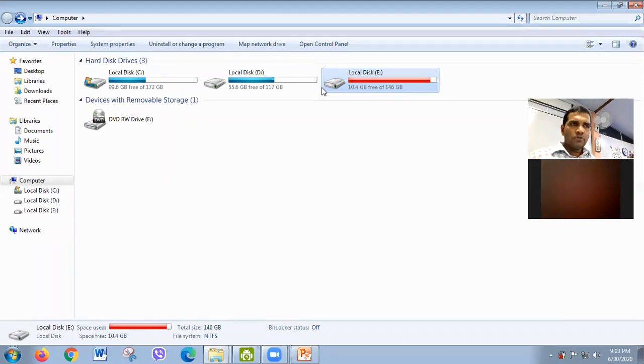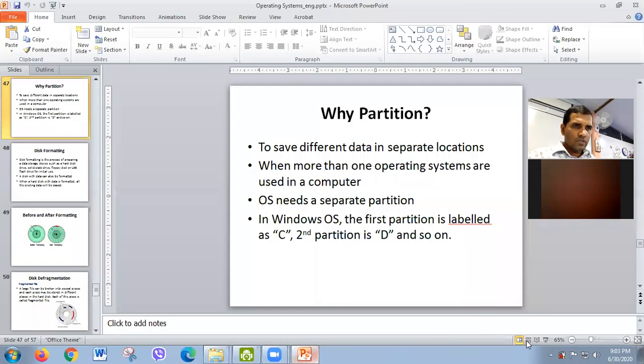So it is totally up to the user to decide the number of partitions to be created, but it also depends on the capacity of the hard disk. If you have a small hard disk, with less capacity, the number of partitions is always less, right? Maybe 2 is better. Okay, so I hope you understood the partitions. Let's continue.